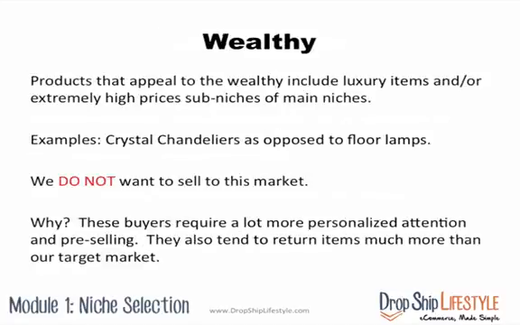Next, I'm going to talk about the wealthy, right? So products that appeal to the wealthy include luxury items and/or extremely high-priced sub-niches of main niches. An example of that would be selling crystal chandeliers online as opposed to a floor lamp. We do not want to sell to the people buying these $10,000 crystal chandeliers. The reason why is that it requires much more personalized attention. You're going to get calls from them. They're probably going to say they want their husband or wife to call you, or their assistant to call you, or their contractor to call you. And it leads to this huge pre-selling process that doesn't always convert. Of course, when it converts, it's great.